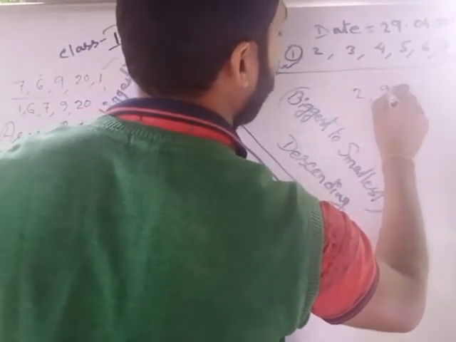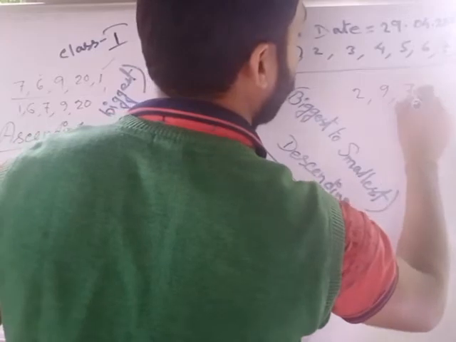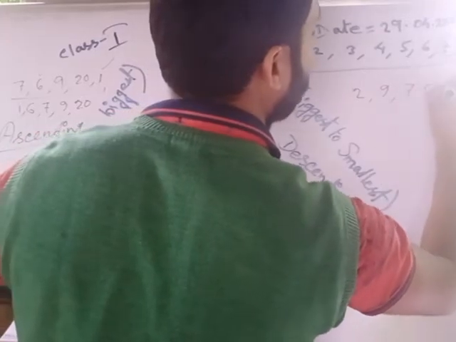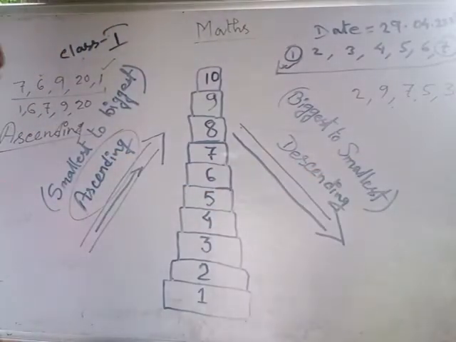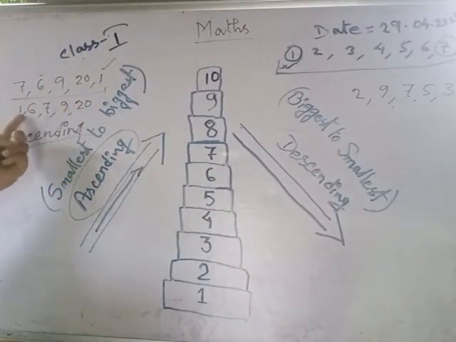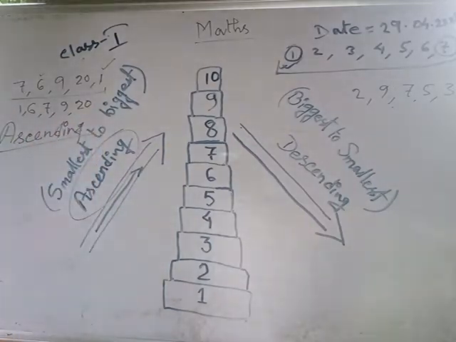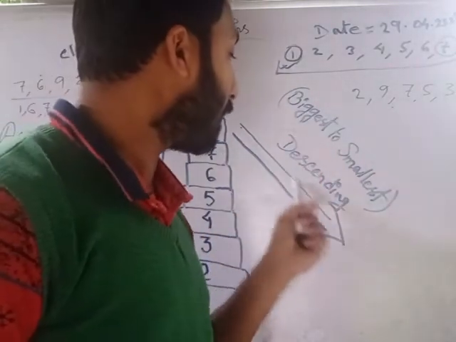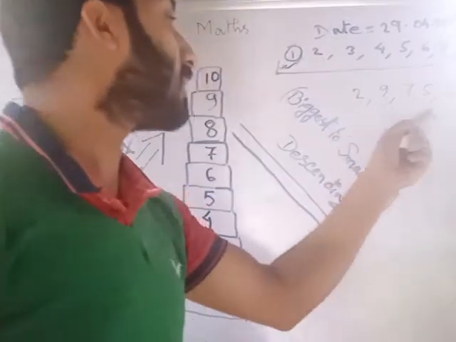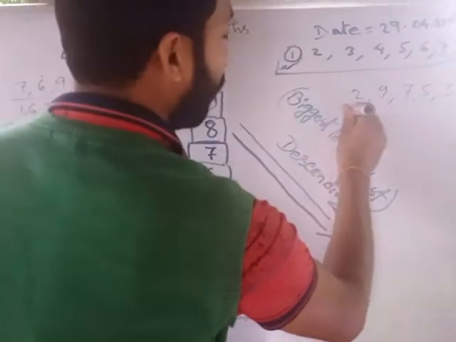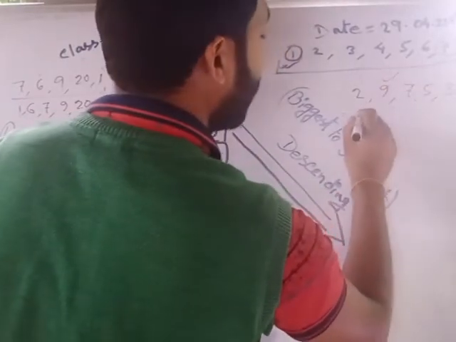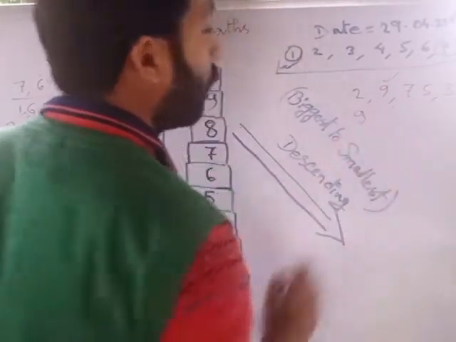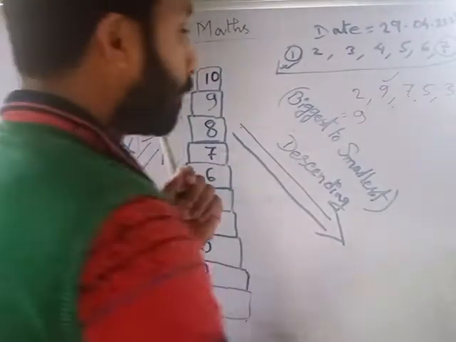Suppose it is 2, 9, 7, 5, 3. In ascending order, we should write the smallest number first, starting from smallest number to biggest number. And when we arrange the numbers in descending order, at that time we should write the biggest number first. Which one is the biggest? 9 is the biggest number from here. So we should write here 9.